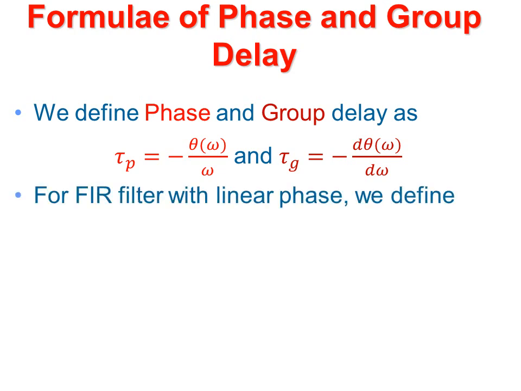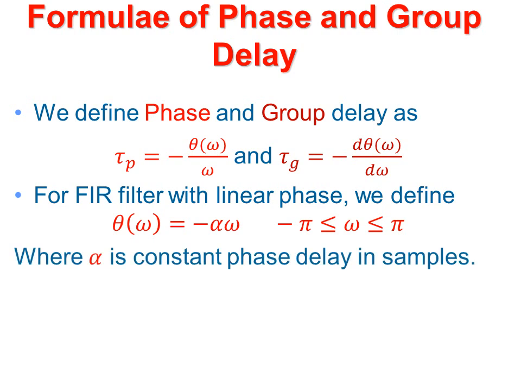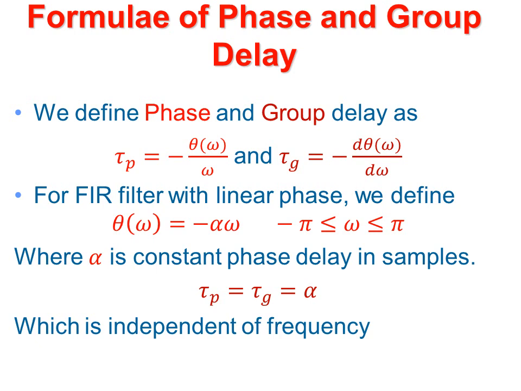And it is observed that for a linear phase filter we can define theta of omega is equal to minus alpha omega over one period of frequency, that is from minus pi to plus pi, where alpha is called the constant phase delay and it is expressed in number of samples, and it is basically the slope of the phase response with negative sign. It is obtained that the phase delay is equal to the group delay, which is always equal to the constant alpha for distortionless FIR filters, and this quantity is obviously independent of frequency omega.